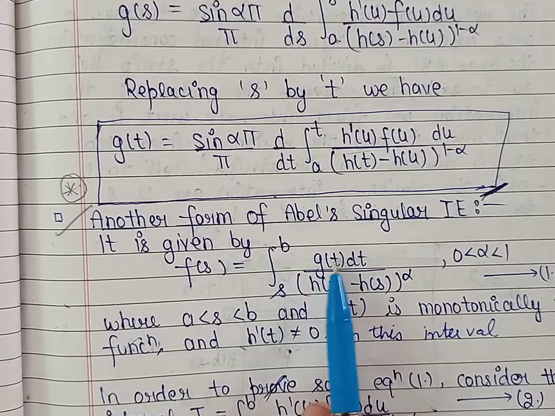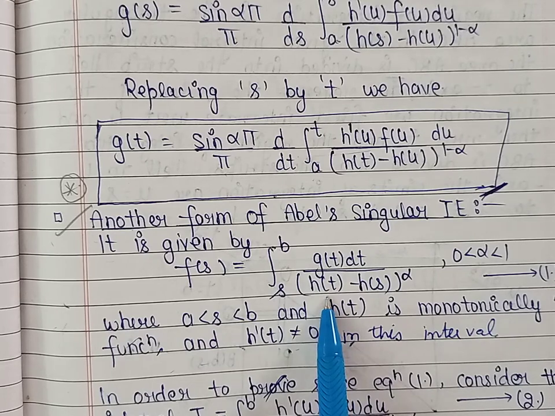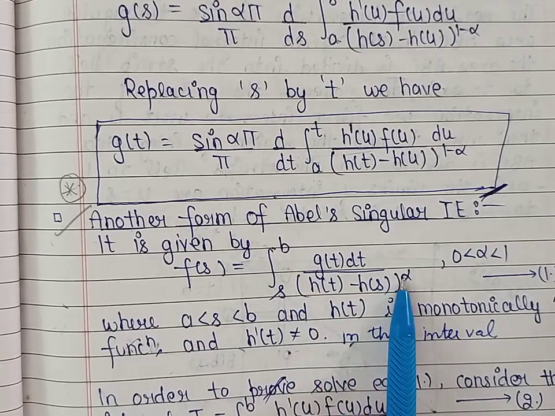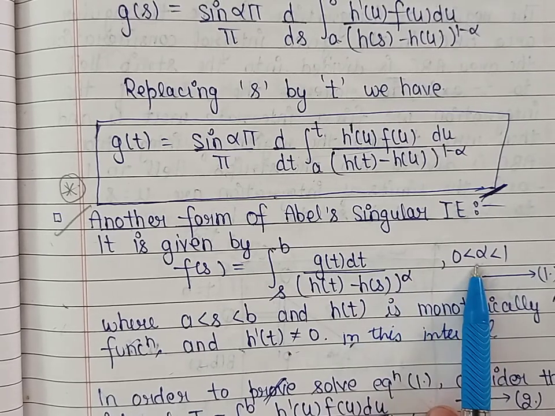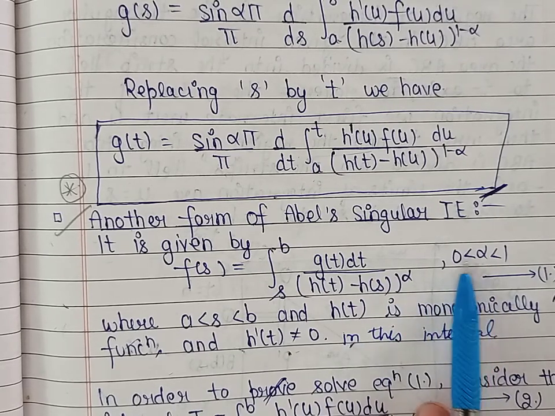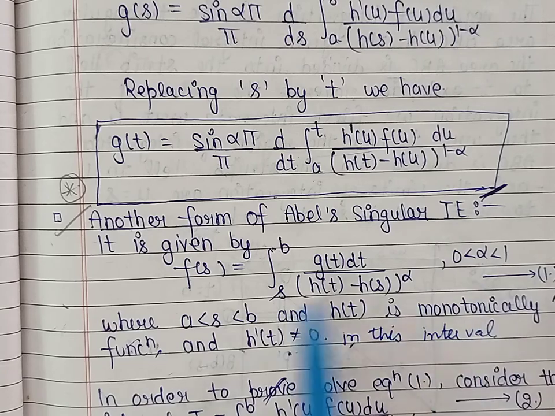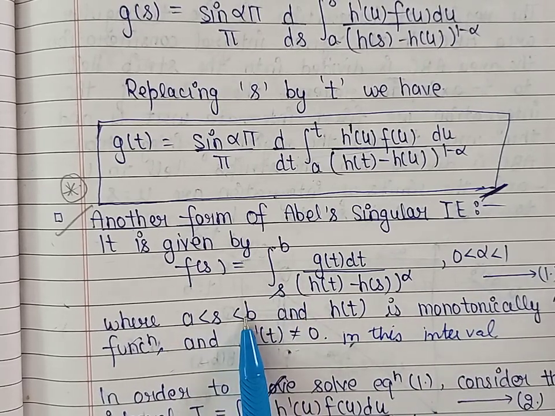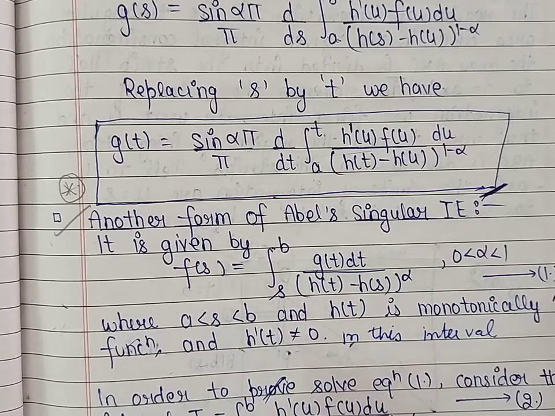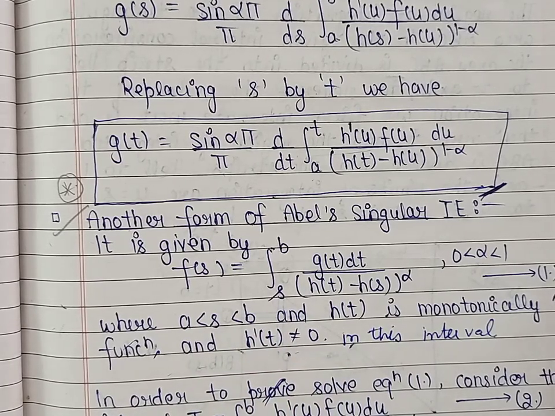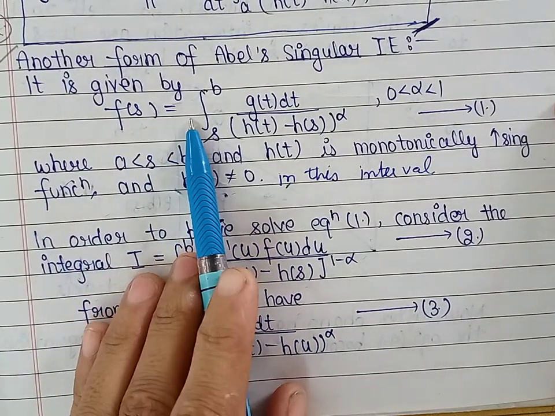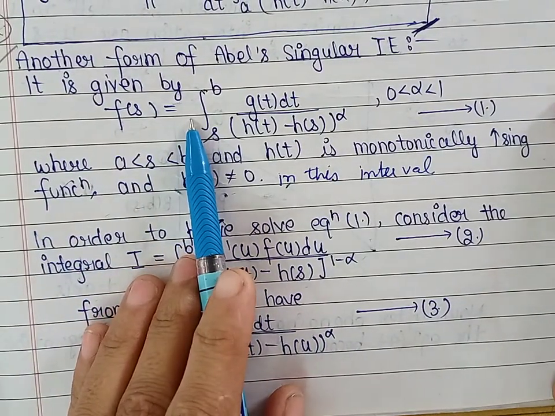So, this form of Abel's singular integral equation is given by F(s) is equal to the integral from s to b of g(t) divided by (h(t) minus h(s)) whole raised to the power alpha. Here alpha belongs to the open interval (0, 1), and s lies in the open interval (a, b), and the function h is a monotonically increasing function. We will find the solution of this Abel's singular integral equation.